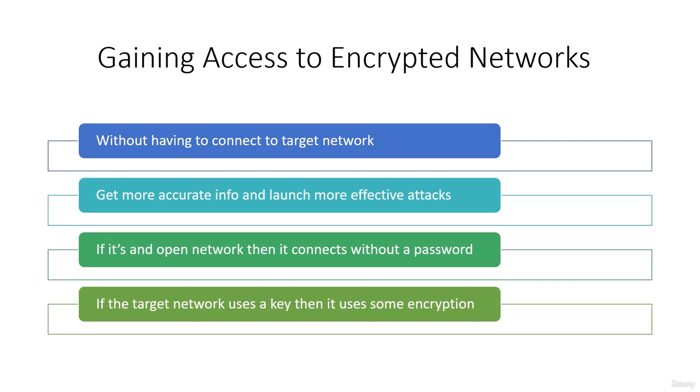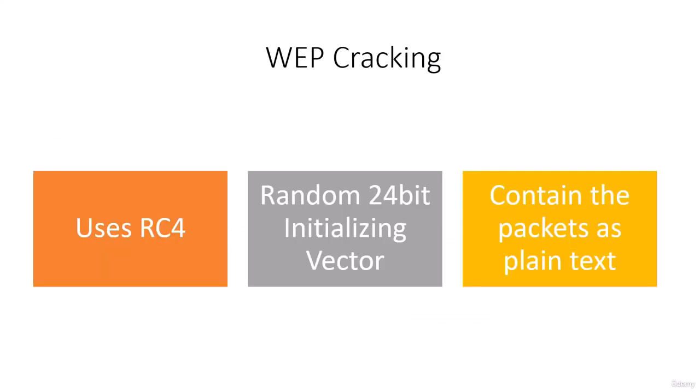Anyway, that's the main purpose of this lecture: if you target a network that uses some sort of encryption, you cannot really do anything more unless you decrypt or find the key, so that you can decrypt the data and connect to the network. So we're going to talk about how to decrypt WEP, WPA or WPA2 encryption. The first encryption that we're going to talk about is WEP cracking, or WEP breaking.